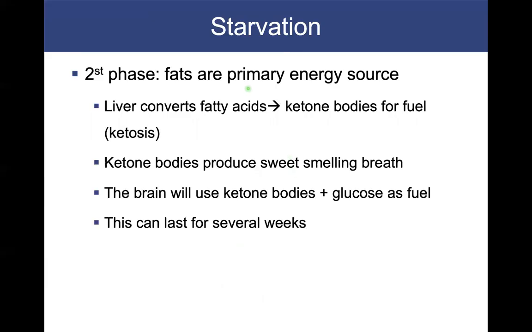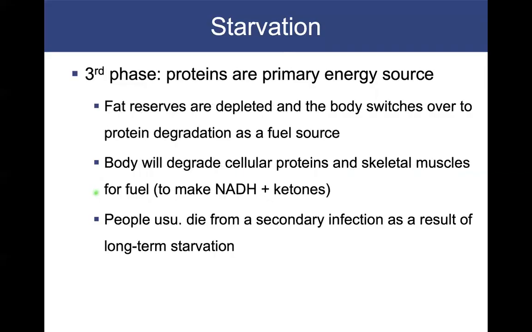Your second phase is fats are the primary energy source, so your liver is going to convert fatty acids to ketones. We call that ketosis. You can always tell when somebody is going through ketosis, when they're starving themselves or not getting enough nutrition, because they have this distinctive smelling breath. When you get close to them, you can actually smell their breath, and it'll smell like fermenting or alcoholic bananas because of those ketone bodies. The ketone bodies are kicked out of your respiratory tract, of your respiratory lining. The brain will use the ketone bodies as long as it can, and this can last for several weeks.